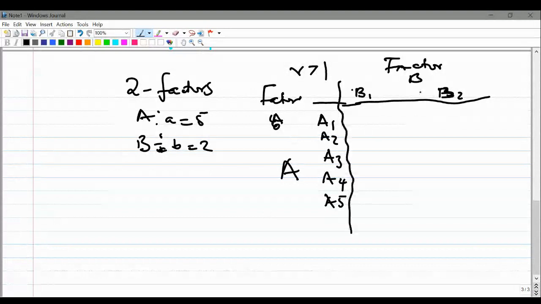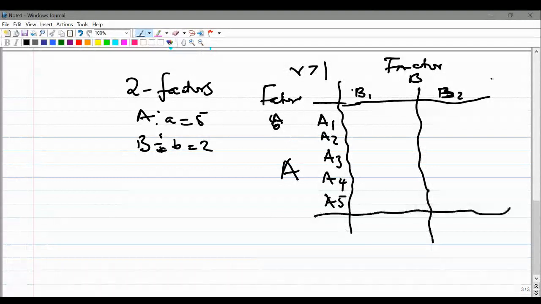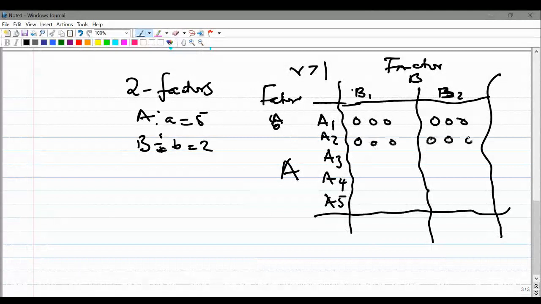So in each and every cell, you can have what? More than 1 value. Suppose our R is 3. It means here we have 1, 2, 3 in each combination. So you must check all the combinations. Even here, you have 3 values. Now always our experiments will have equal R value, equal number of replications.